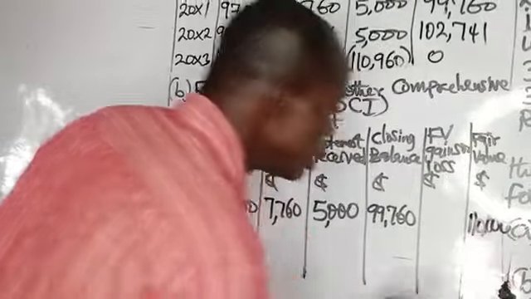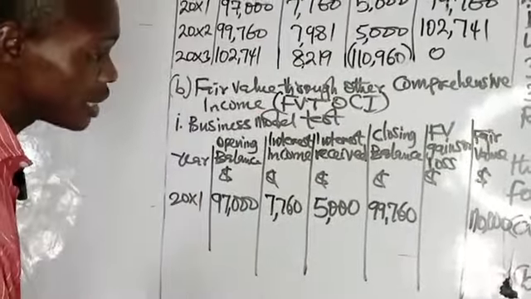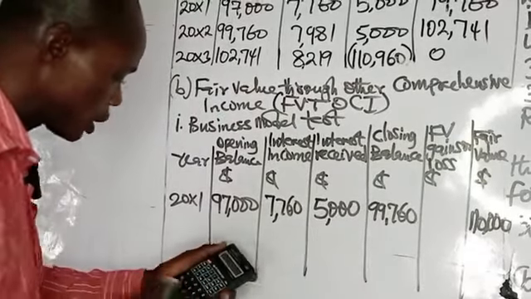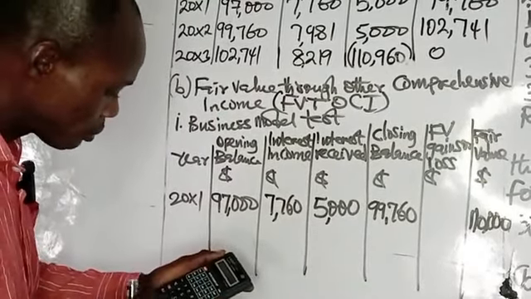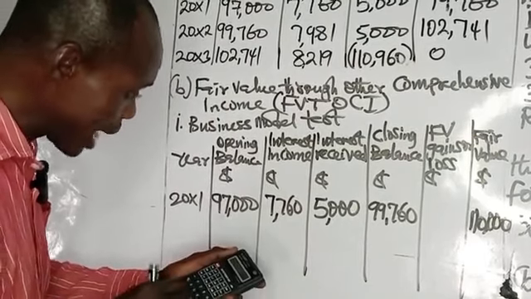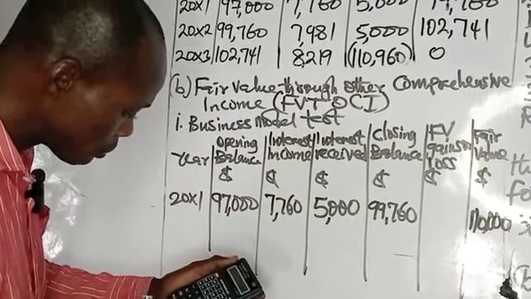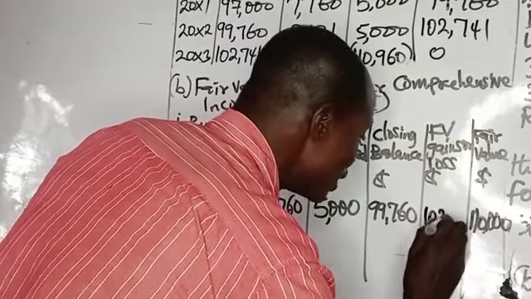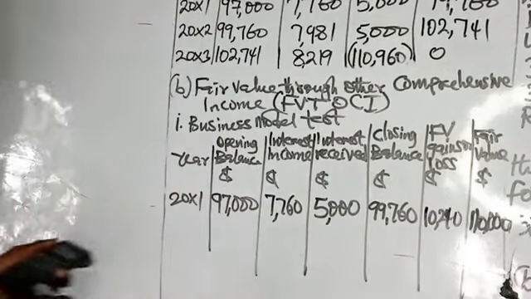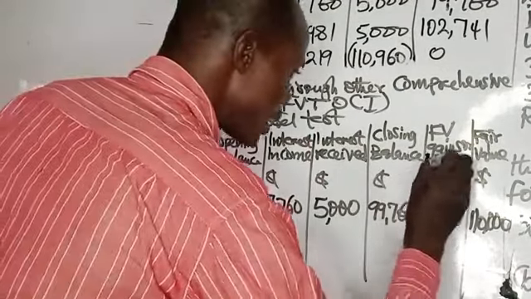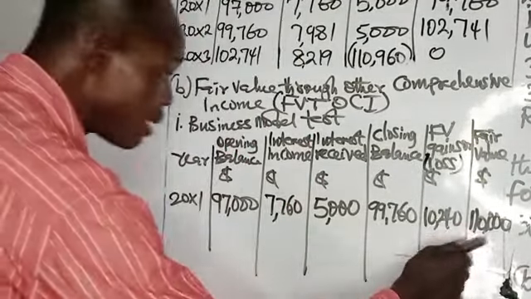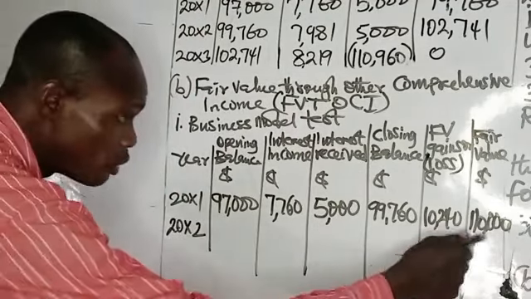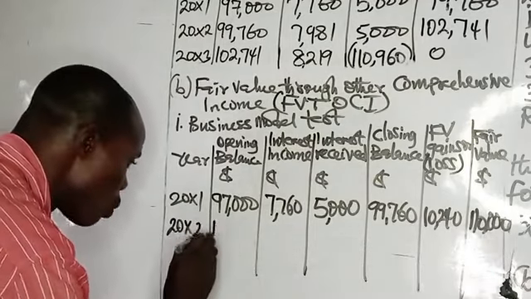This 110,000 is greater than this. By how much? 110,000 minus 99,760. You have a difference of 10,240. This is fair value gain. So loss in bracket. The fair value you have here, this is second year 20X2. The fair value you have here will be the opening balance, 110,000.